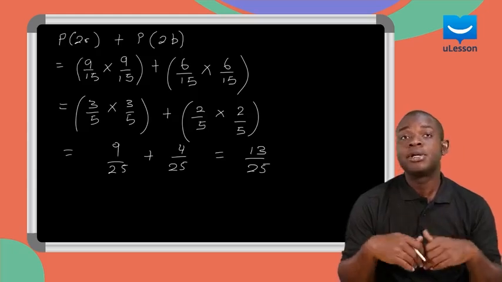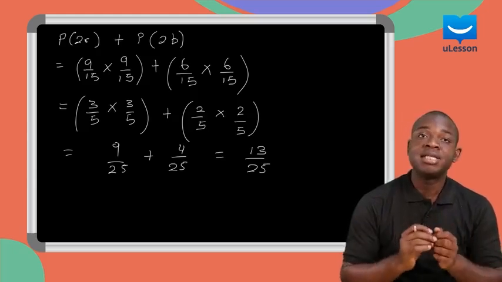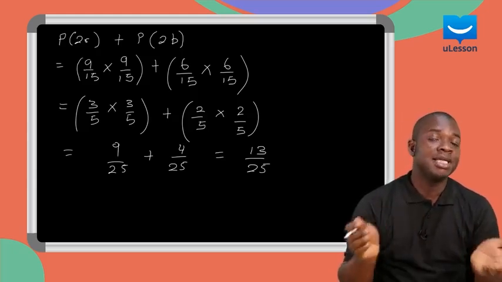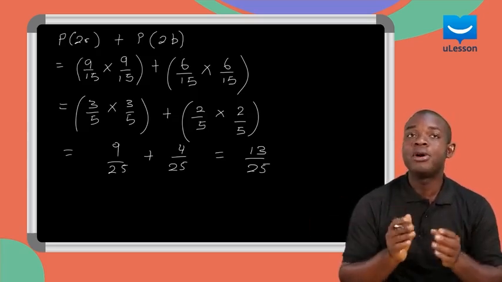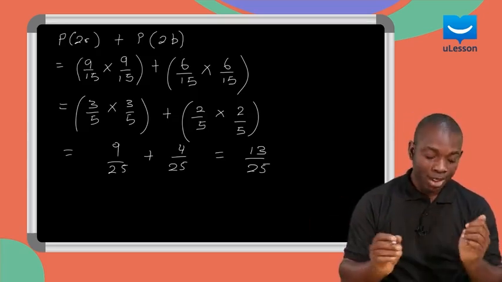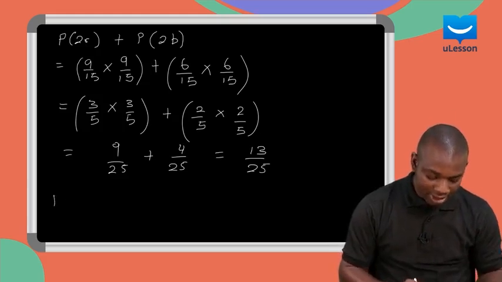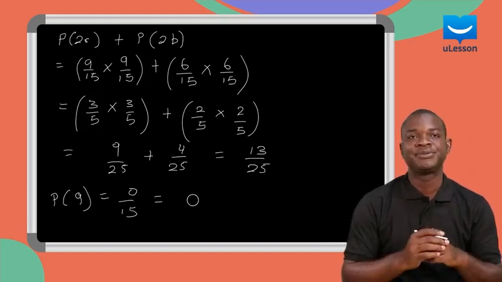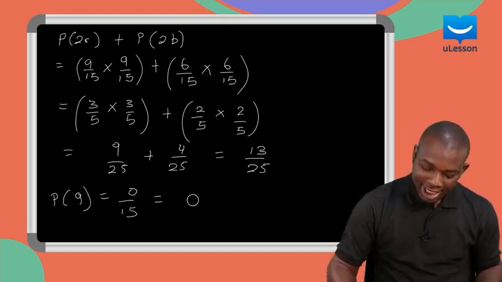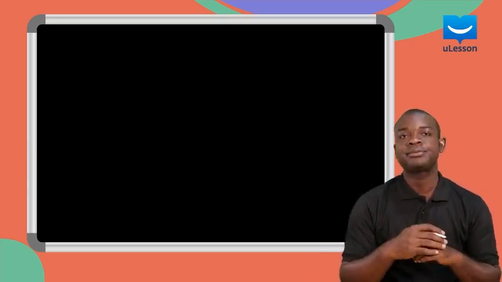Now, the second part requires us to find the probability that the first ball selected is green. Now, there are no green balls inside the box. So what this means is that the probability of obtaining a green is 0 over 15, which is equal to 0.